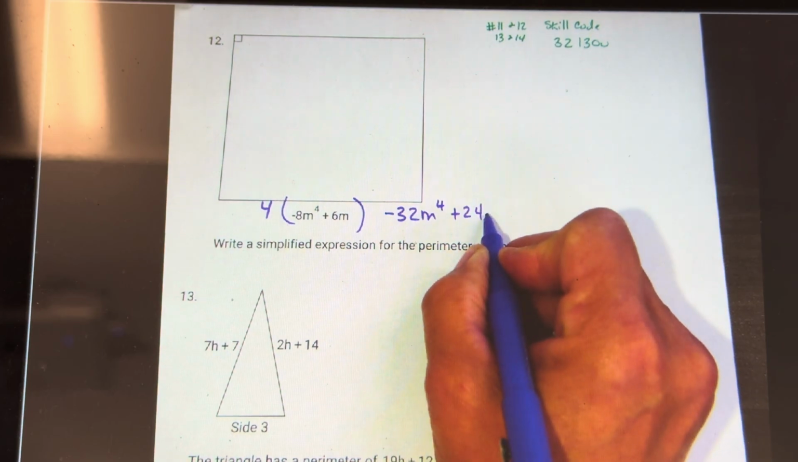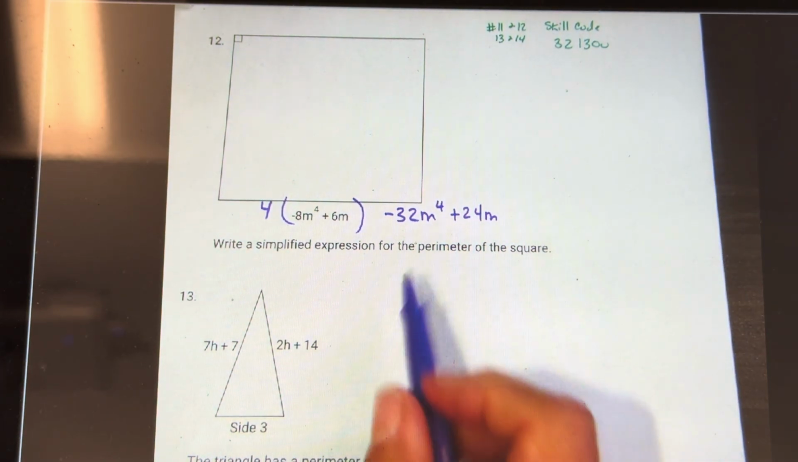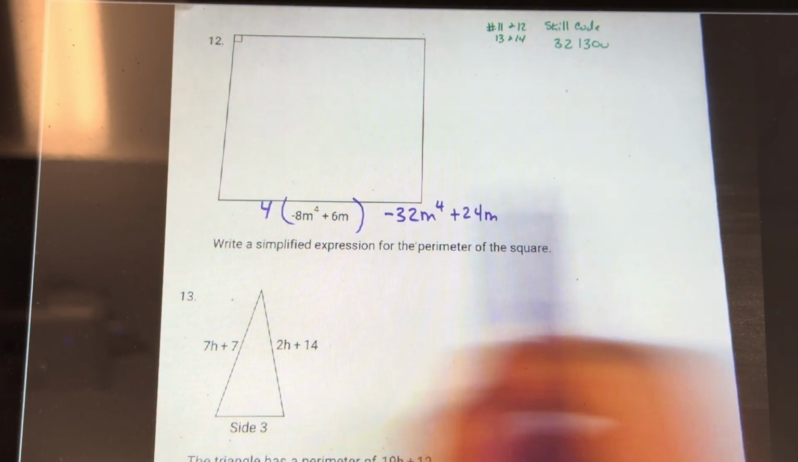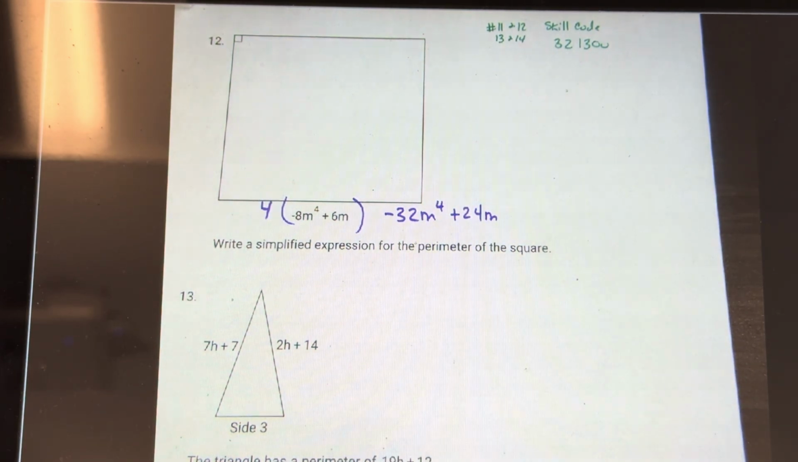You cannot add them because they are not like terms, because before you add them, you have to multiply it times whatever m is. We don't know what m is. Number 13.